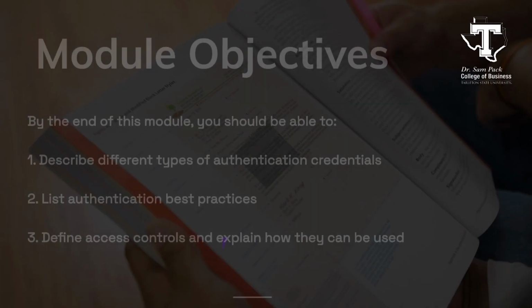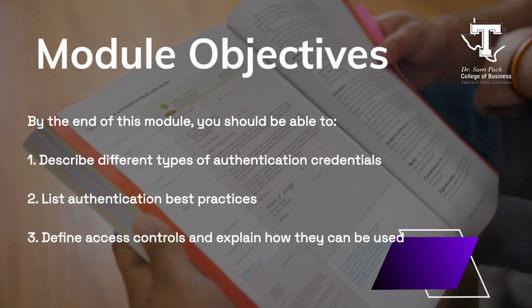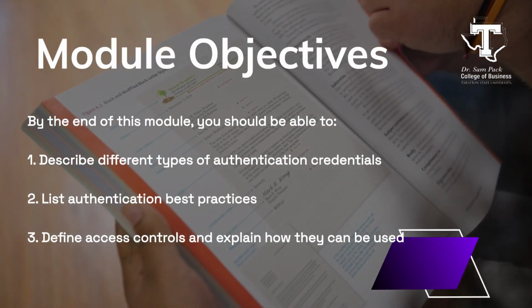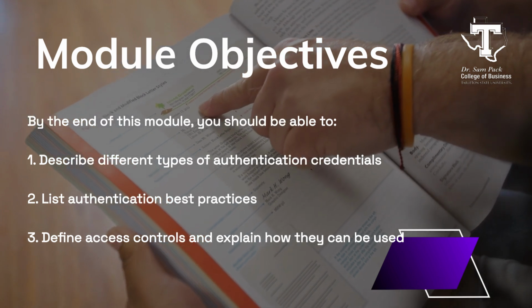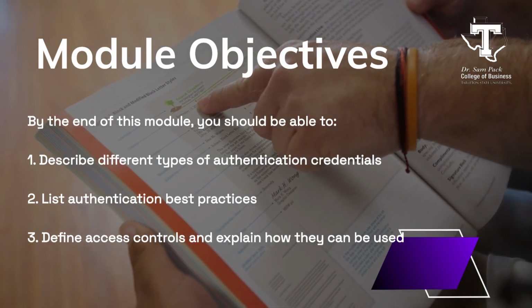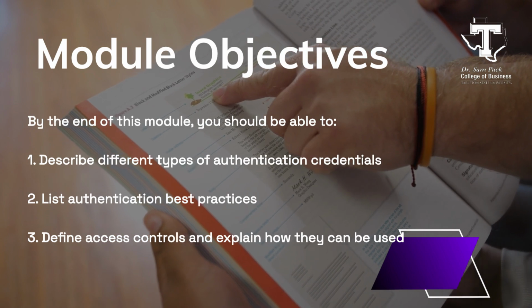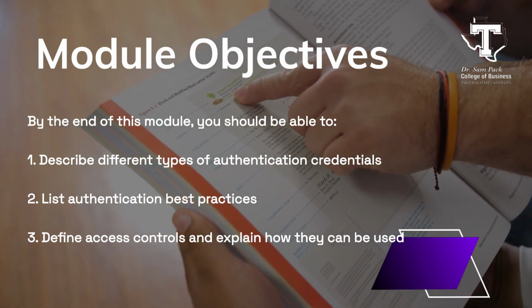By the end of this module, you should be able to: 1. Describe different types of authentication credentials. 2. List authentication best practices. 3. Define access controls and explain how they can be used.